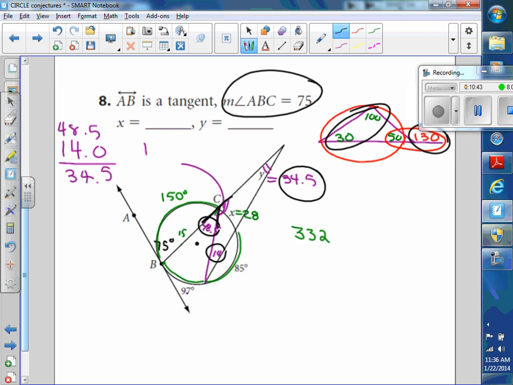How did you know the 14? How did I know the 14? Because I took Kate's 28 and divided it in half. Abby.